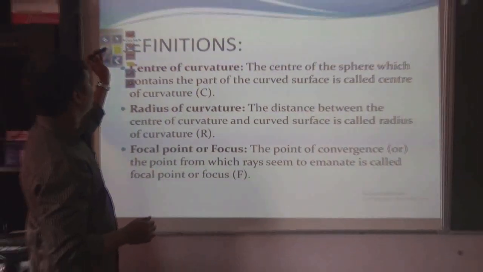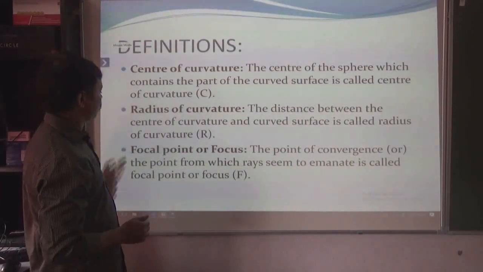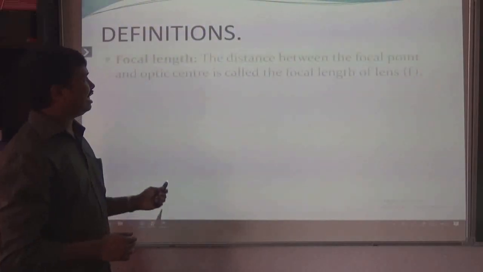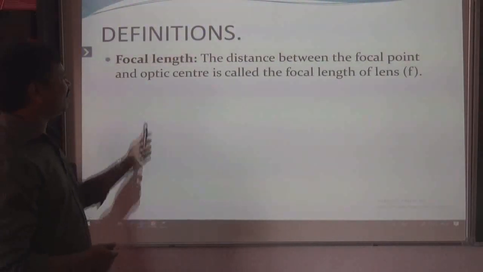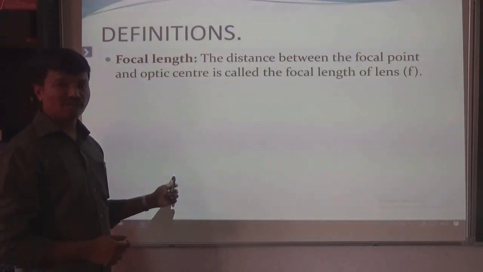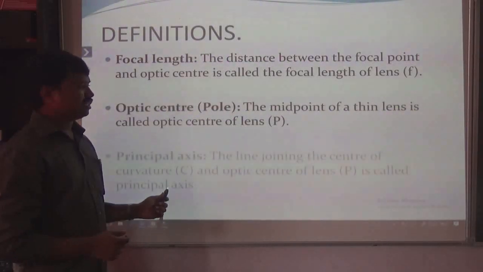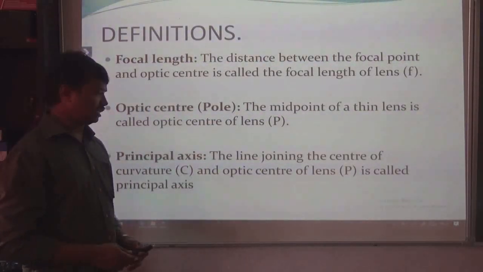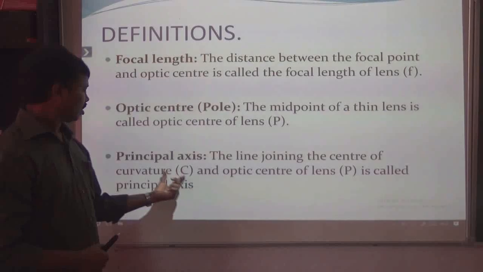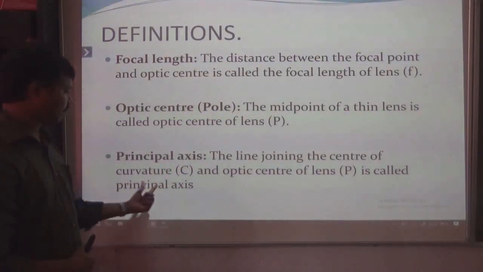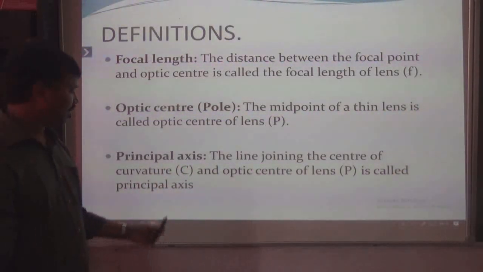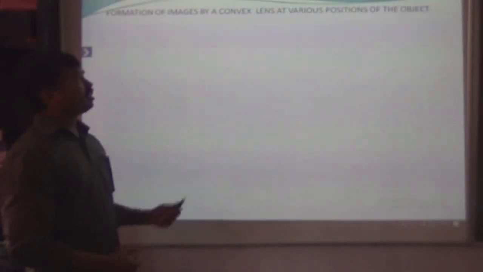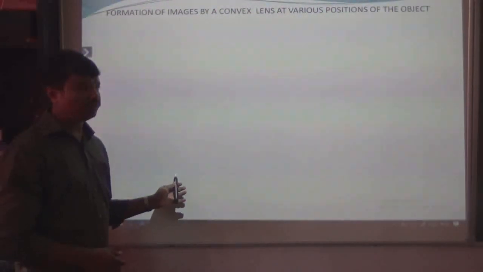Now again, the definitions. The distance between the focal point and the optic center is called the focal length. The midpoint of the thin lens is called the optic center of the lens, and sometimes called a pole. The line joining the center of curvature and the optic center of the lens is called the principal axis.